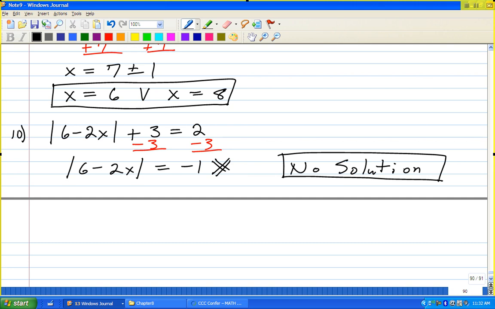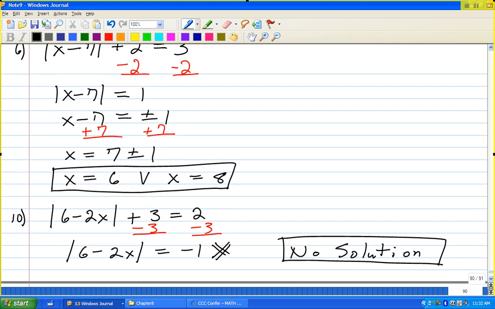There's no way that you have the absolute value of some real number equaling a negative number. So there's no way that it could equal negative 1.